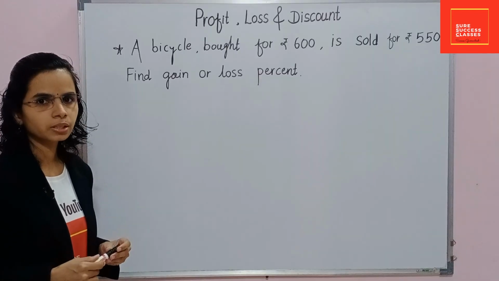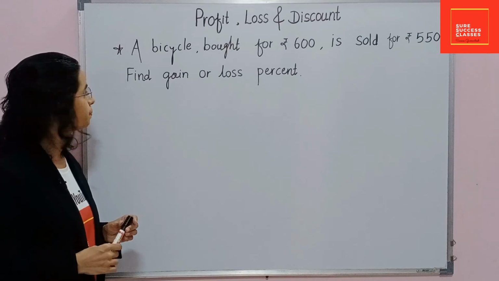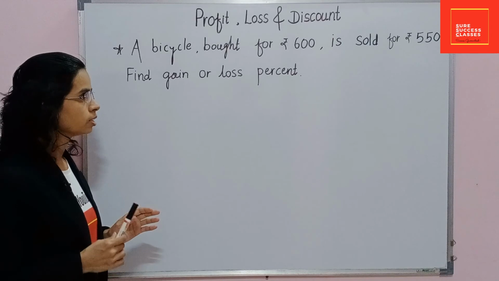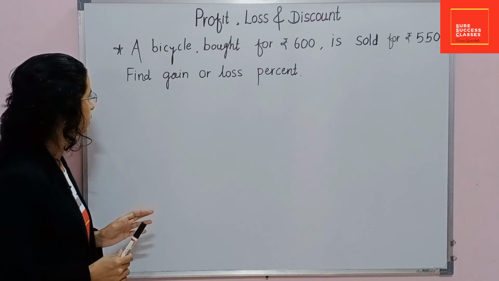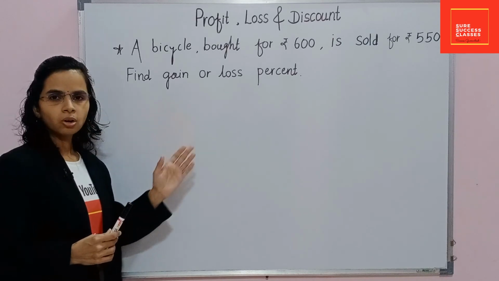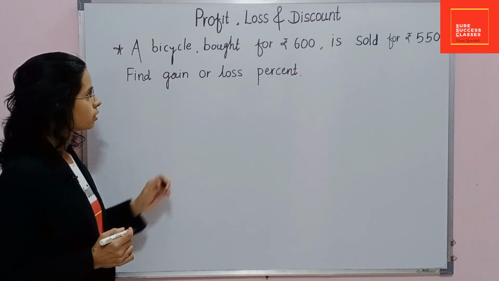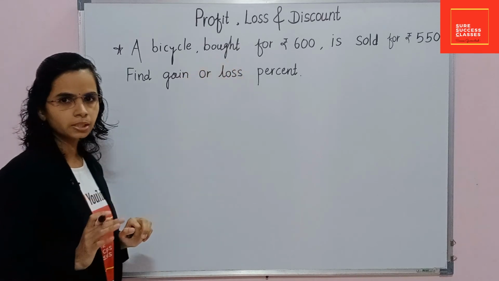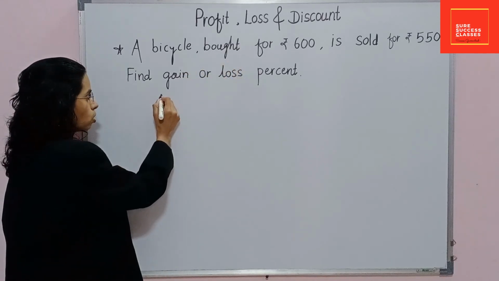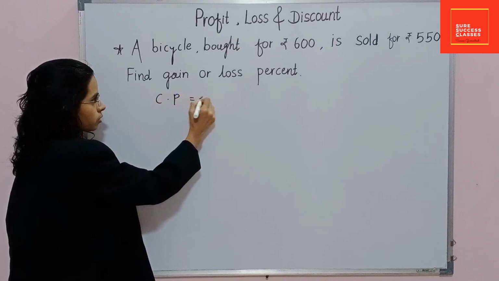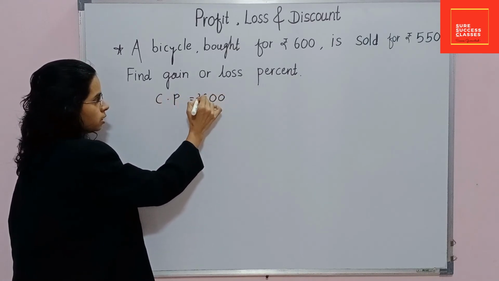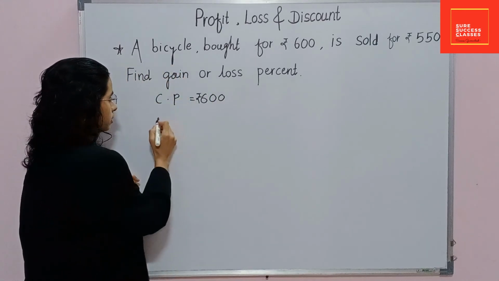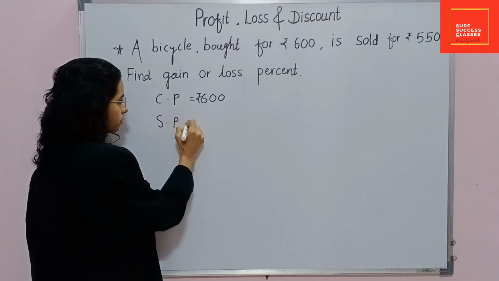Let's solve the next question. First we will understand this question. A bicycle bought for rupees 600 is sold for rupees 550. Find gain or loss percent. Here, bicycle bought for rupees 600 means this is the cost price, 600 rupees, and is sold for rupees 550. This is the selling price.